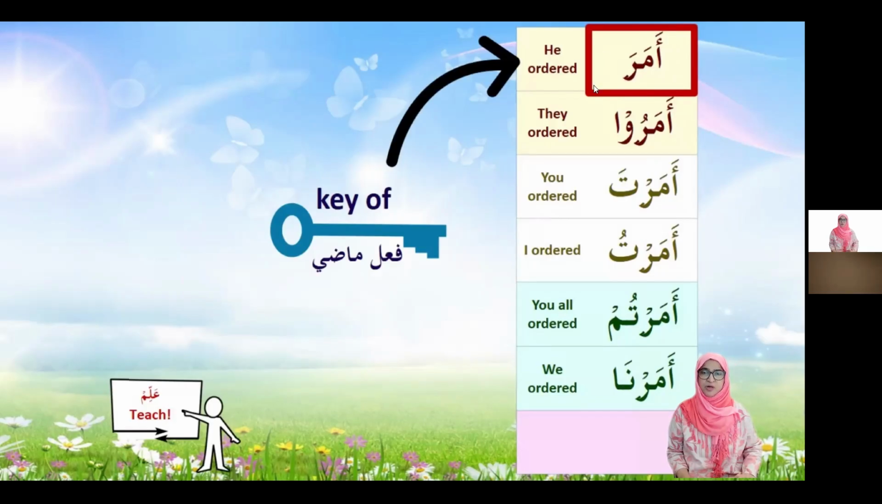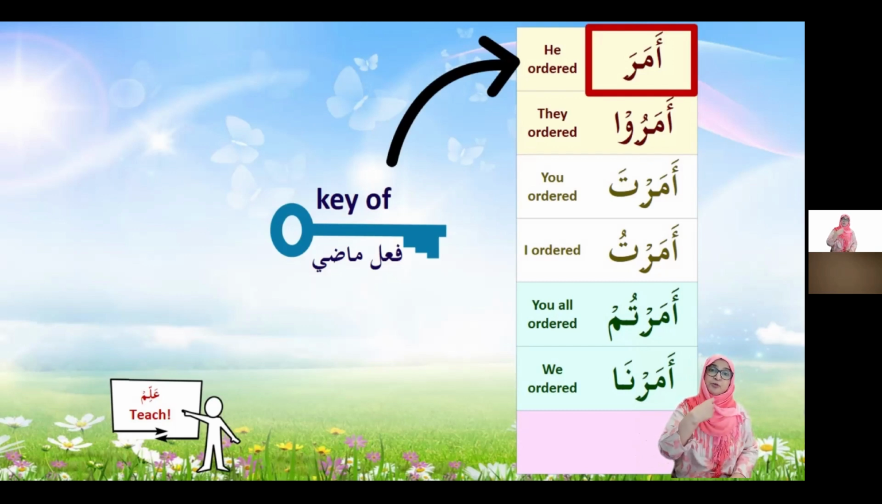This is our word, the key for Fa'al Madi. It is very easy: Fa'ala, Fa'alu, Fa'alta, Fa'altu, Fa'altum, Fa'alna. We know that. So let's practice. Amara, he ordered. Amaru, they ordered. Easy. Then Amarta, you ordered. Amartu, I ordered. Amarta, Amartu.